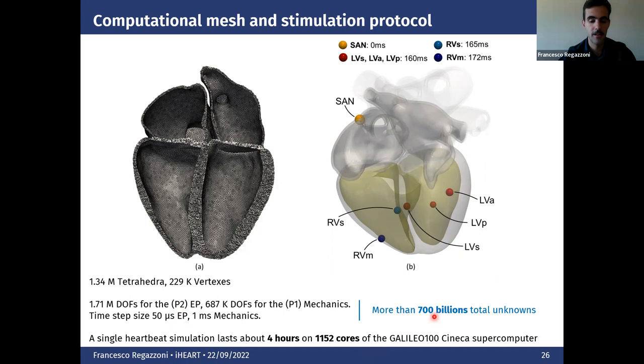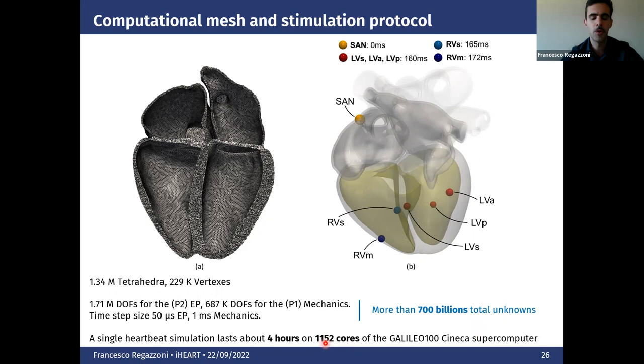And indeed, these kind of models cannot be approximated on a standard laptop. You need specialized hardware facilities. So we talk about high performance computing. For instance, the simulations that I'm going to show you have been run on the Galileo supercomputer. It is the largest supercomputer that we have in Italy. And it has been run over more than 1,000 cores.